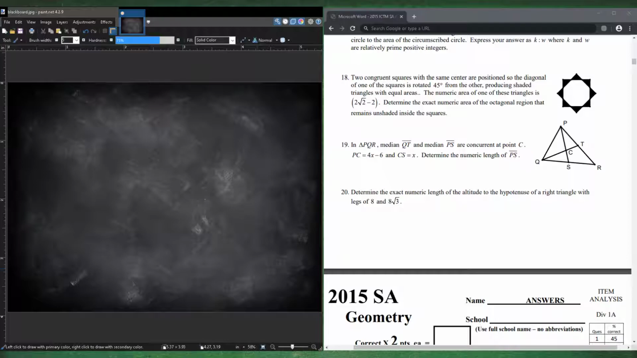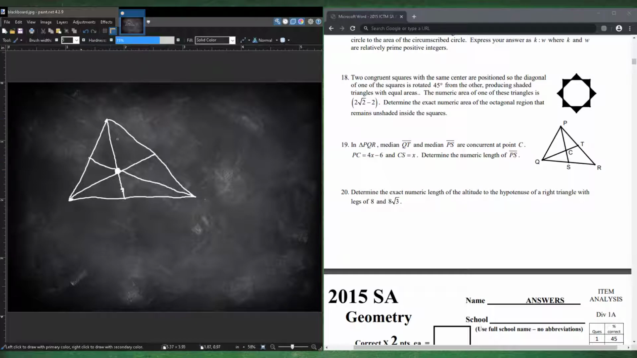Okay, number 19. PQR, median QT, and median PS are congruent at point C. I'm gonna draw one more side length right here. The reason I did this is that the three medians are always gonna coincide in one point in a triangle, and that point is called the centroid. So let's just label everything else first.